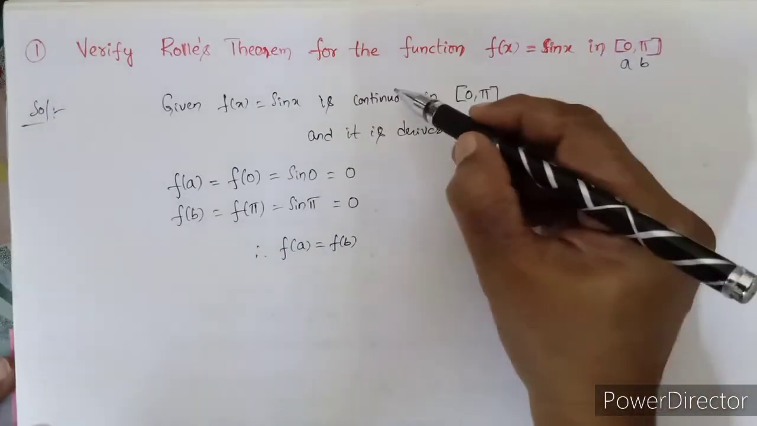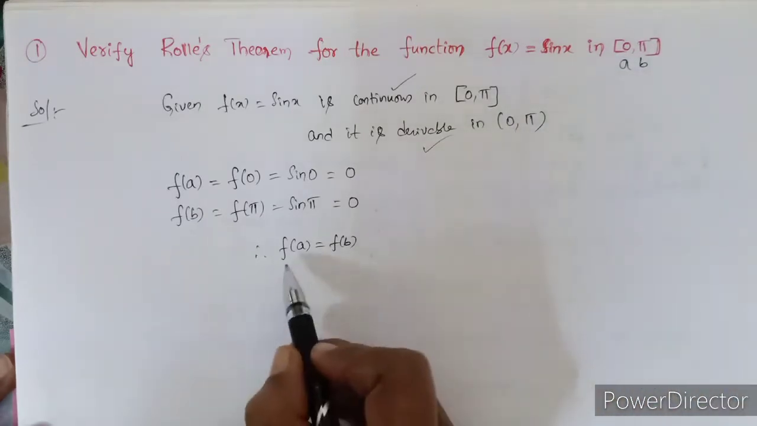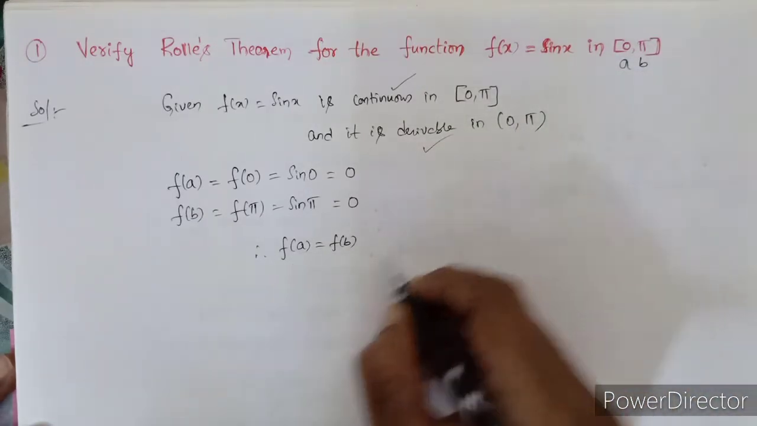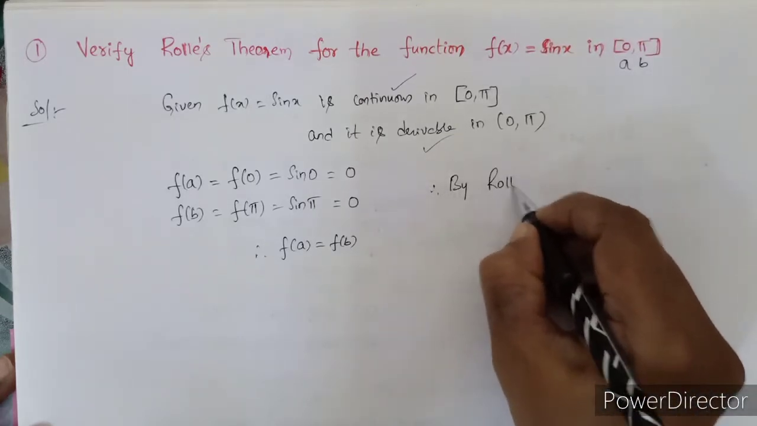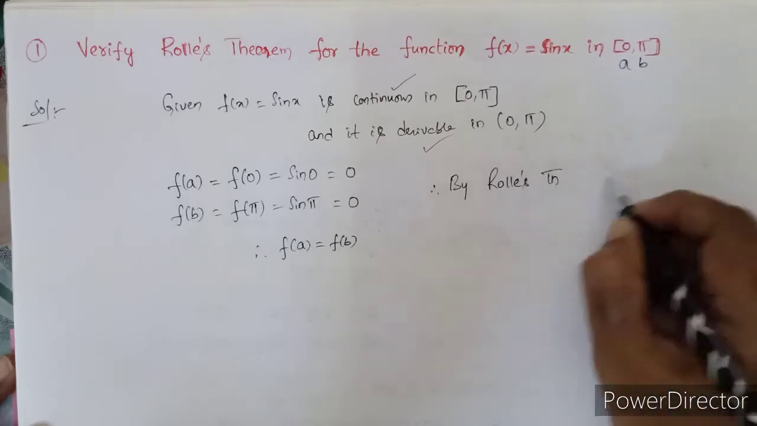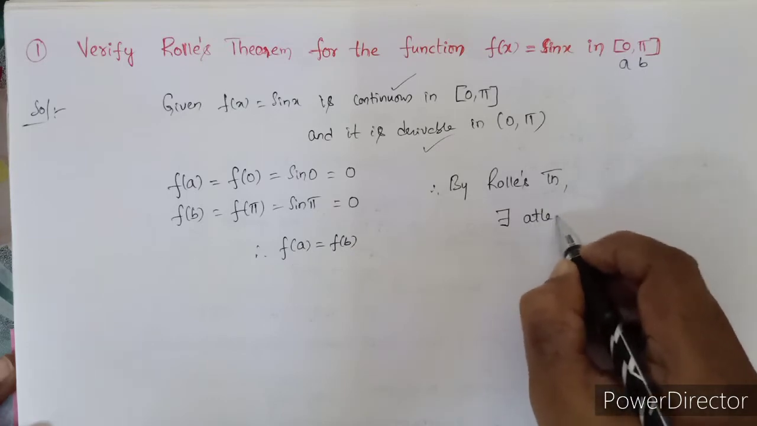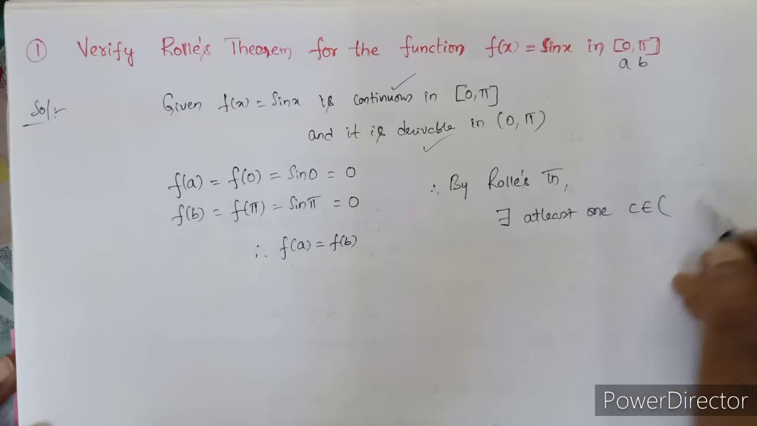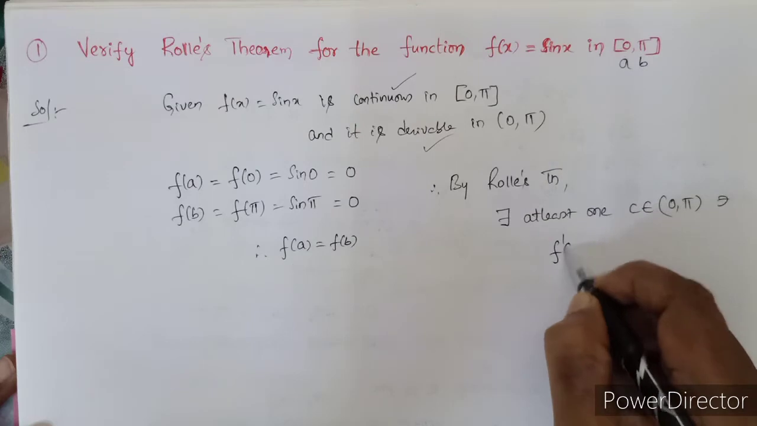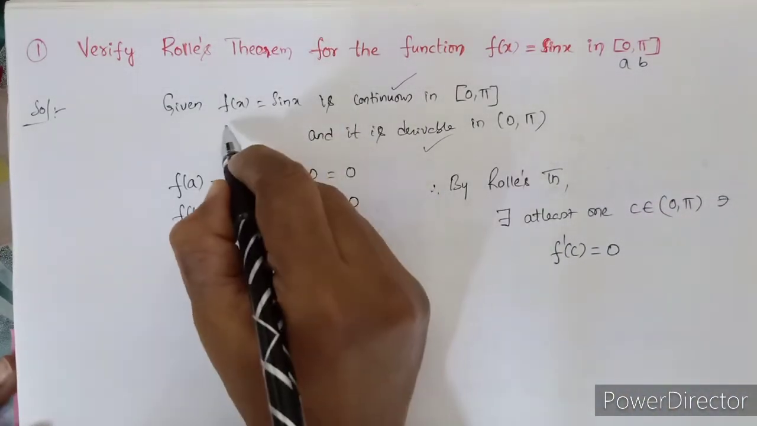All the three conditions, f is continuous in the closed interval, f is derivable in the open interval 0 to pi, and f of a equal to f of b, are satisfied. All the three conditions of Rolle's theorem are satisfied. Therefore, by Rolle's theorem, there must exist at least one value of x, that is c, belongs to open interval 0 to pi such that f dash c equal to 0. Now we find f dash x on differentiating on both sides.